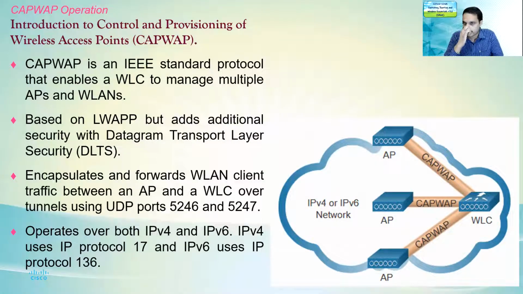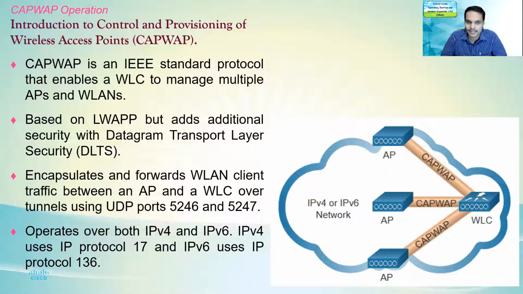CAPWAP stands for Control and Provisioning of Wireless Access Points. It is an IEEE standard protocol that enables a wireless LAN (WLAN) controller to manage multiple access points and WLANs. It is based on the LWAPP protocol, but it adds additional security with Datagram Transport Layer Security, which we will call DTLS. It encapsulates and forwards WLAN client traffic between an access point and a WLC over tunnels using UDP ports 5246 and 5247.